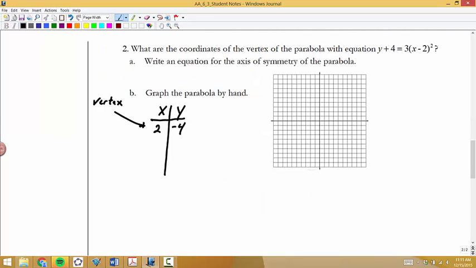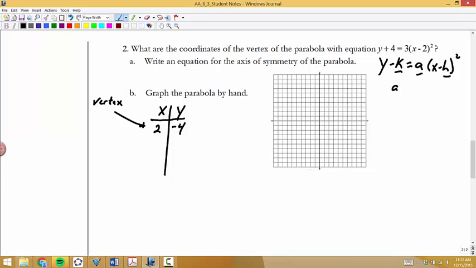All right, let's use the vertex form of a quadratic then to do example number 2 here. It says, what are the coordinates of the vertex of the parabola with an equation of y plus 4 equals 3 times x minus 2 quantity squared? So what we want to do is think about the form for a quadratic when it's in vertex form. And we know that's y minus k equals a times x minus h quantity squared. Now what I would maybe do is think about what those different values are. We need to know what k is, we need to know what a is, we need to know what h is. So let's start with a.